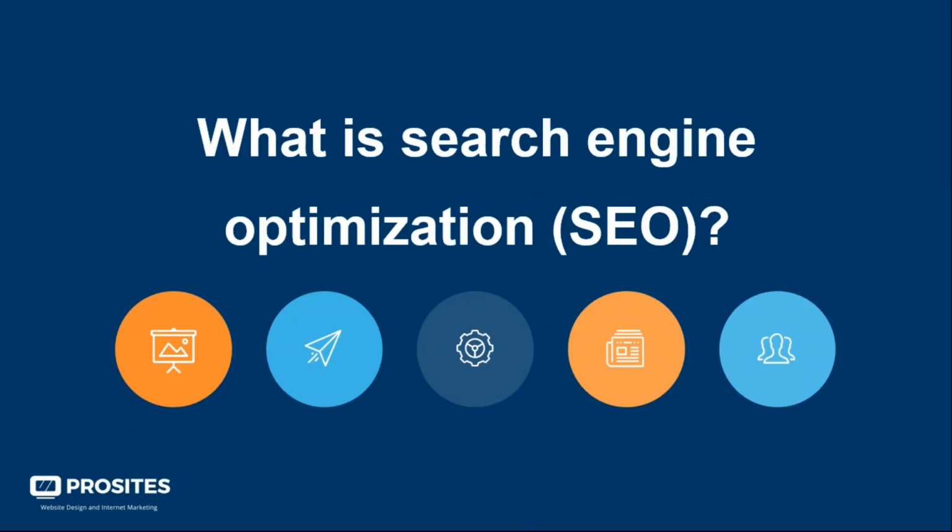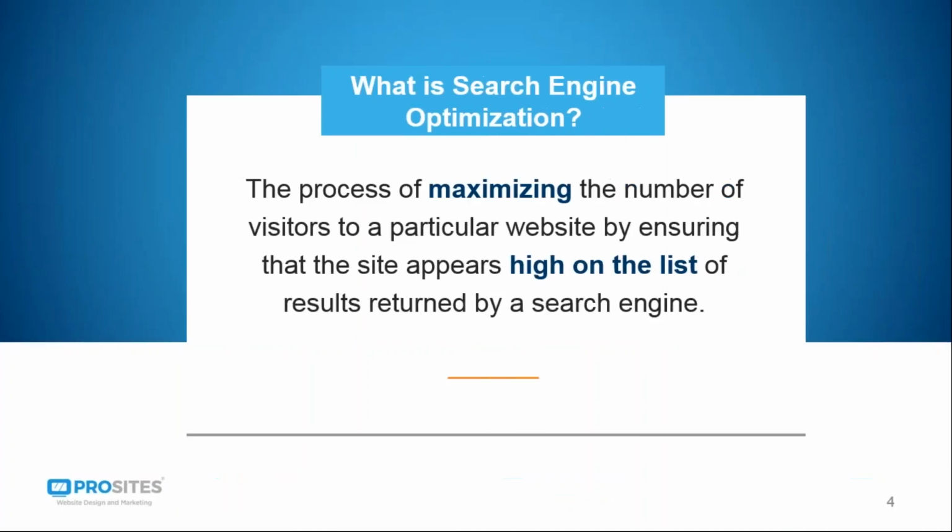So first, let's talk about what search engine optimization, or SEO, is. Now, to clarify, SEO in its more general definition is going to be the process of maximizing the number of visitors to a particular website by ensuring that that site appears high on a list of results returned by a search engine. So what we call, by acronym, a SERP, which is S-E-R-P. You want your website to appear high on that page, right?